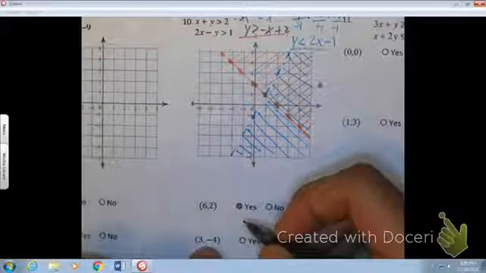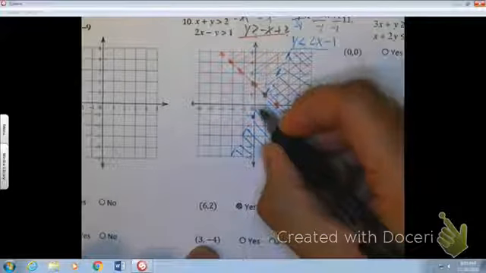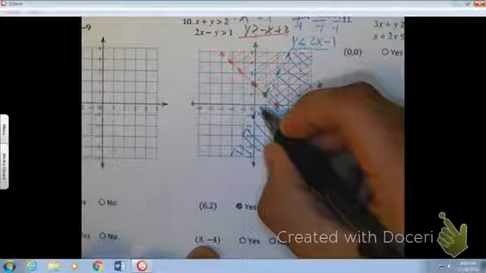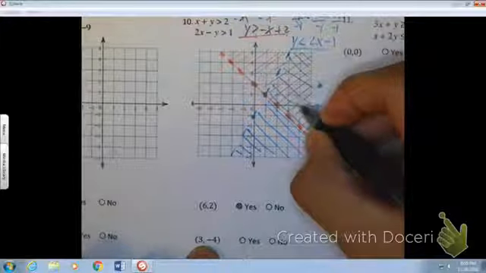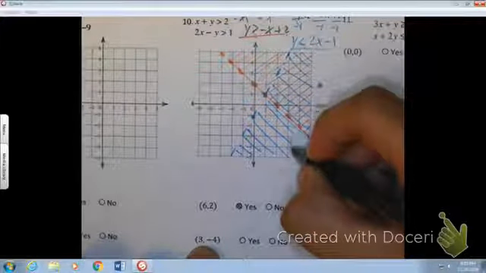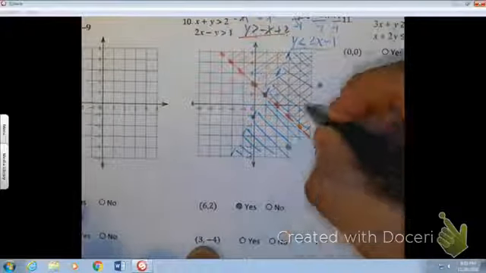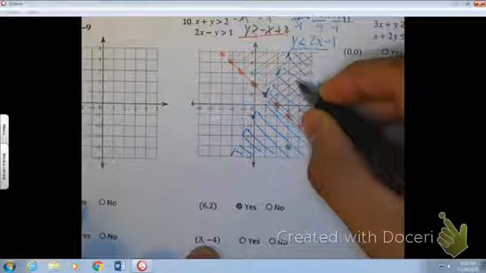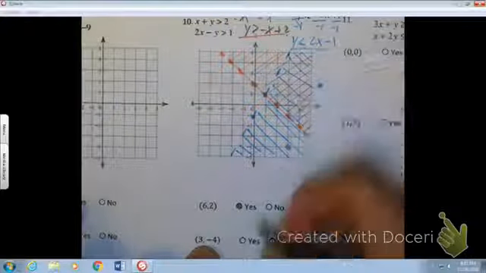Now let's check 3 and negative 4. 1, 2, 3, 4. 3 and negative 4. 1, 2, 3, 4. Right here. This is not part of our solutions. Our solutions are right here, where they both meet. So this is a no.